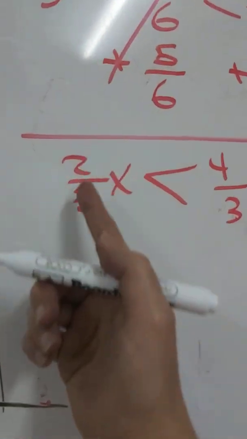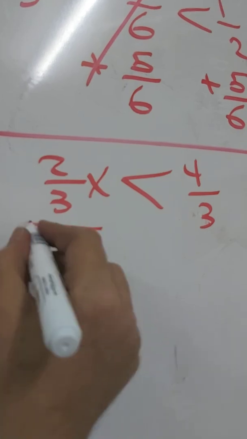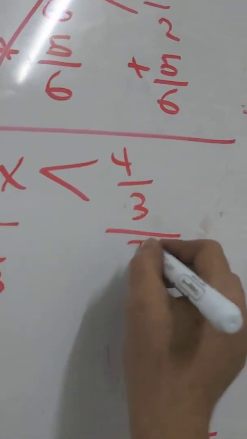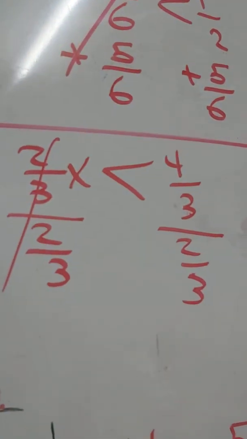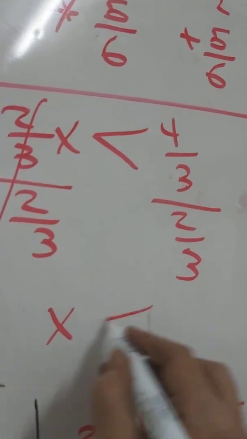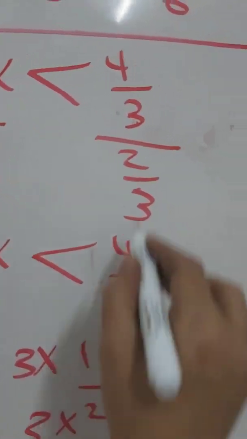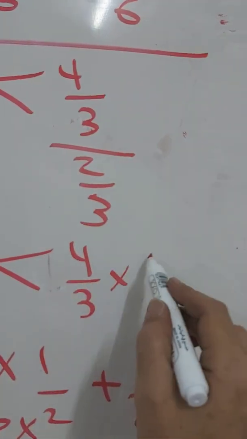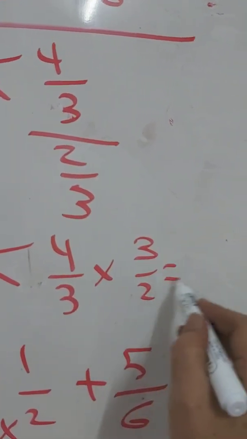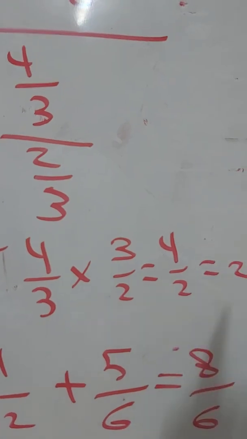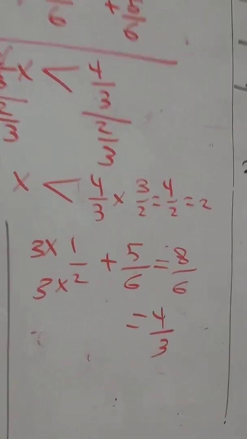Now I have multiplication between the fraction and the variable, so I will divide both sides by the coefficient. X will be less than, let's make the division here. 4 over 3 stays the same, the division becomes multiplication, and we flip. It will be 3 over 2, so 4 over 2 means 2. So x is less than 2.